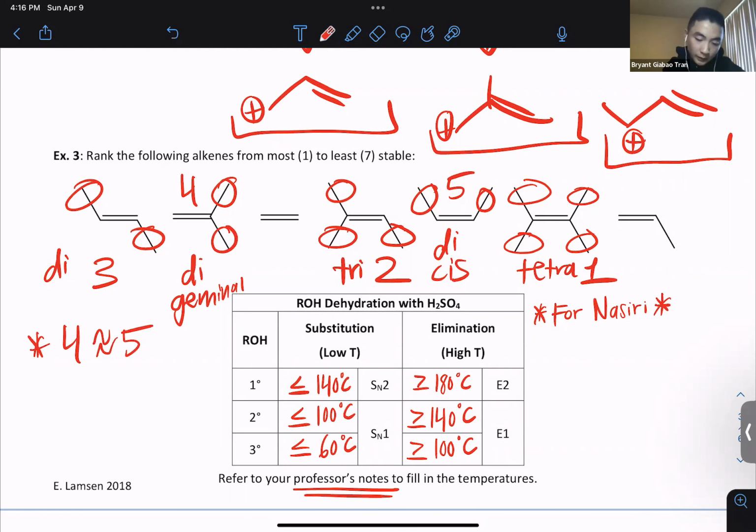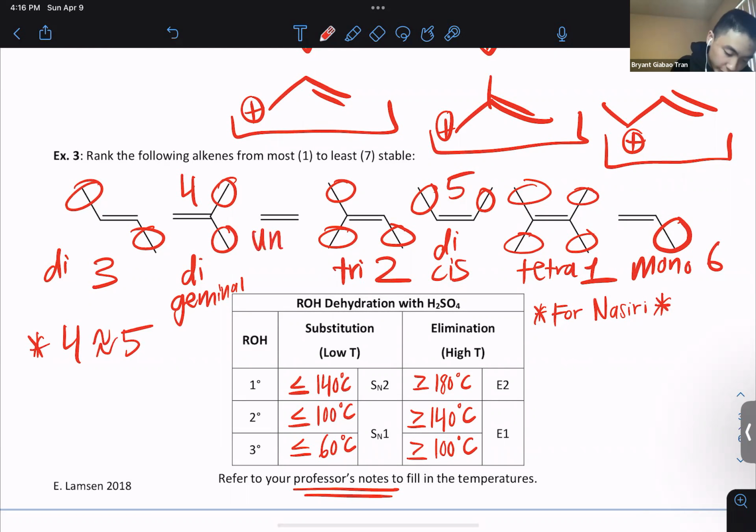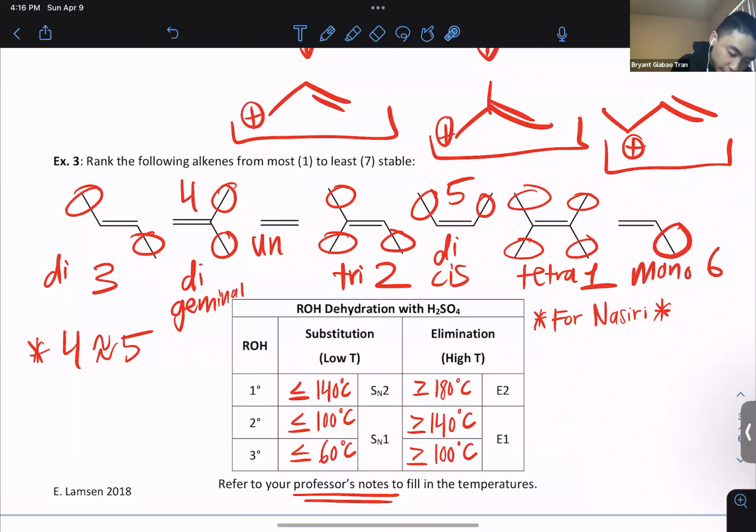And then we have our mono-substituted double bond, which is our 6th most stable. And then finally, we have our unsubstituted double bond here. Since this double bond has no R groups, this is our least stable double bond.